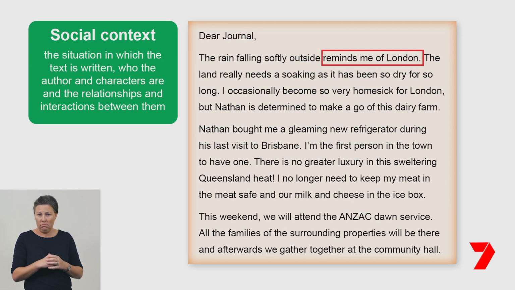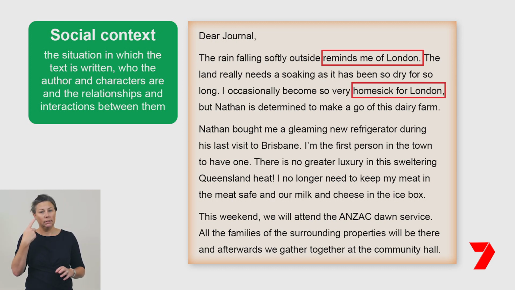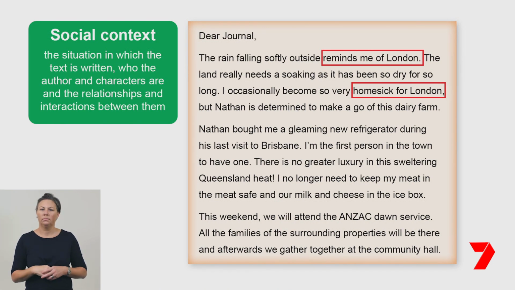That's right. The journal entry states, "The rain falling softly reminds me of London." And it also says that the author is homesick, which helps us to understand that the author is from London. The fact that they are homesick suggests that the author is not necessarily happy living in their new home. We understand the social context of a text when it uses language to convey information about the relationships and interactions between people. Can you find any examples of this in the text?